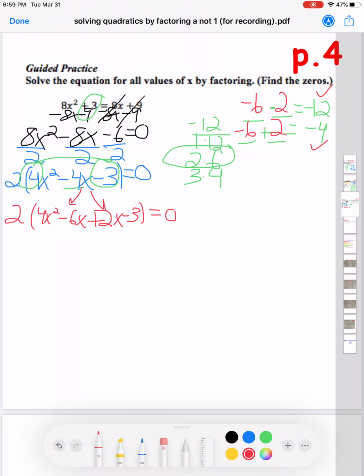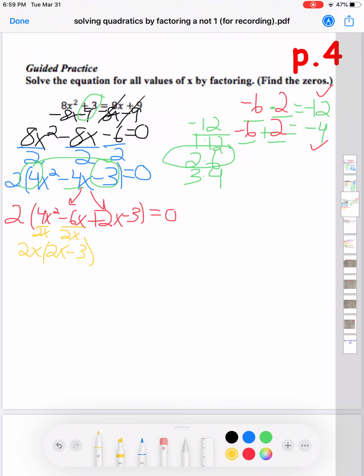Okay, so notice at this point we're up to our last step, which is to factor by grouping. So we want to think about what's the GCF of these first two terms, and that would be 2x. So we're going to go ahead and factor out a 2x. Let's try to neaten that up a little bit. We would be left with 2x minus 3.